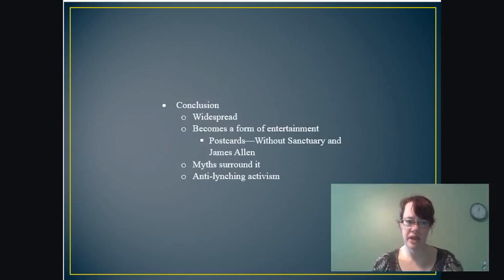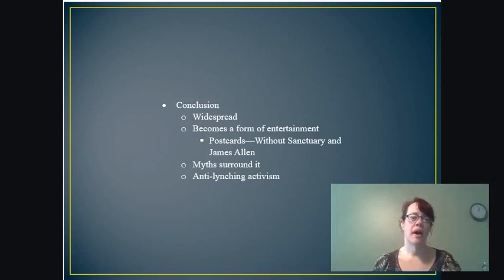Some of the other myths that surround it, as I said, is that it was a punishment for black men who raped white women. And that's just simply not the case. Most were for a reprisal for economic advancement or political advancement or any kind of social advancement of an African American. And that even, as Ida B. Wells points out, sometimes there were consensual relationships where the African American man could be punished by lynching.